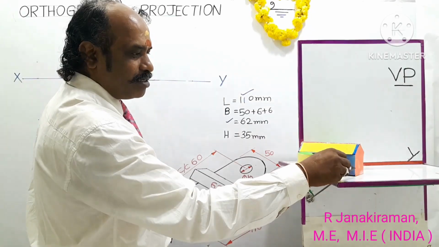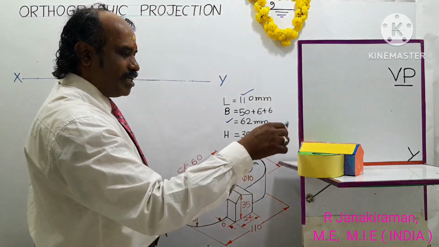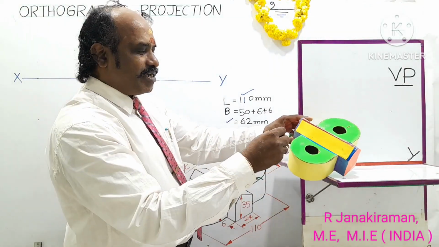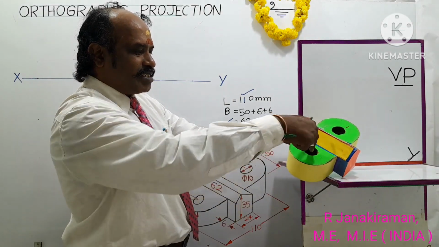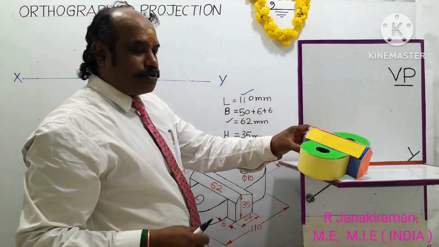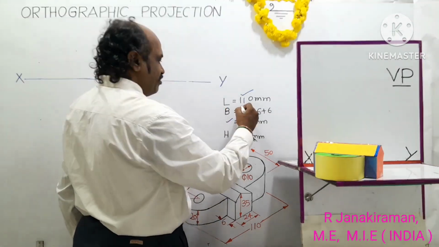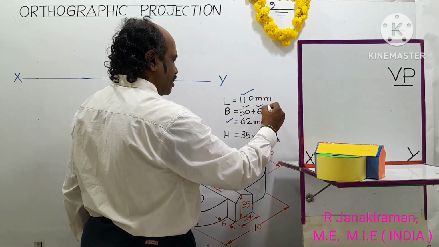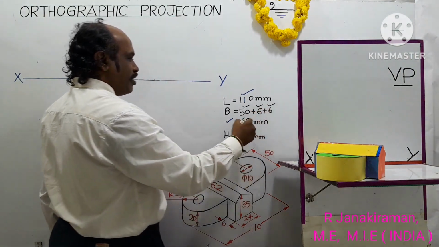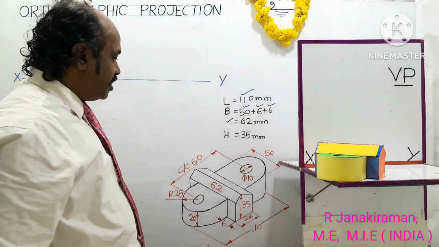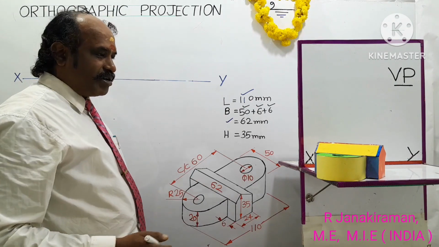Here 6 mm, here 6 mm, and in between you can find the semicircle's radius, 2 times the radius, 25 plus 25, adding together. The diameter of the semicircle will be 50, plus 6 for one blue color part and another 6 for the other blue color part, so 62 mm will be the maximum breadth of the object. And now I'm going to draw the front view for this.